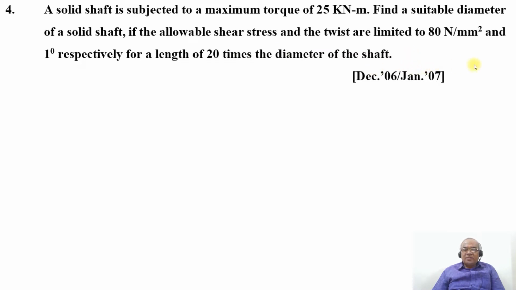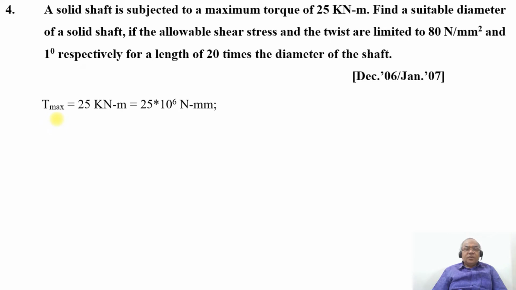This has been asked once in the examination in December 2006 - January 2007. Now, first we are going to take up the data, what all is given. So torque, the maximum torque is given, which is T max equal to 25 kilonewton meter. So convert that into mm.